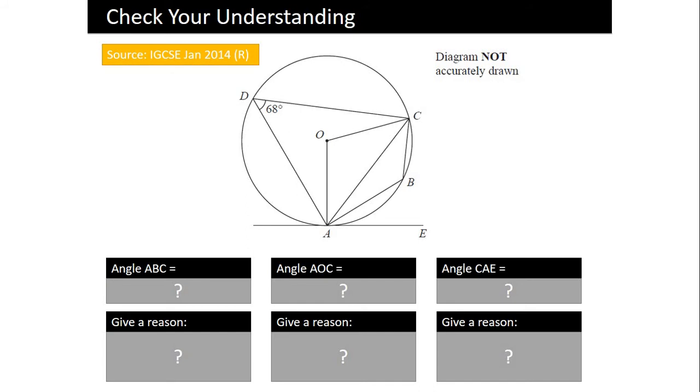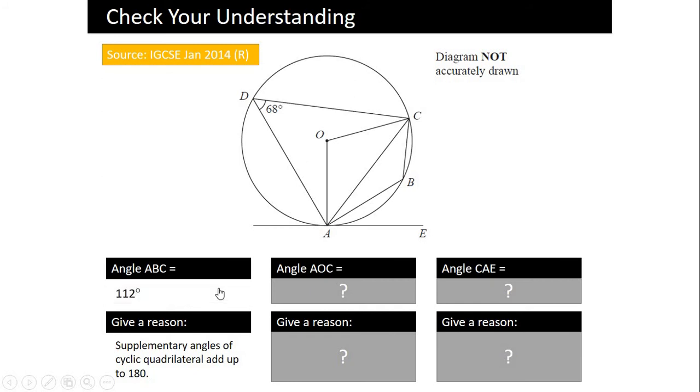Pause the video and you could have a go at this question here. So first one wants angle ABC, so A to B to C, so it's this angle here. So hopefully you are using that opposite angles of a cyclic quadrilateral should add up to 180. They're using the word supplementary here. It's just the same. Opposite angles add up to 180. So 180 subtract 68 gives us 112 degrees.